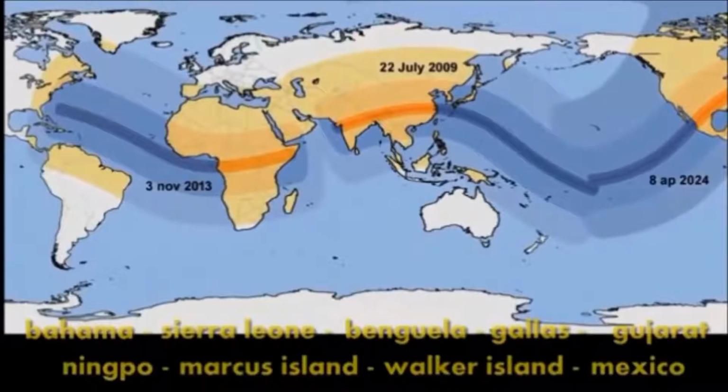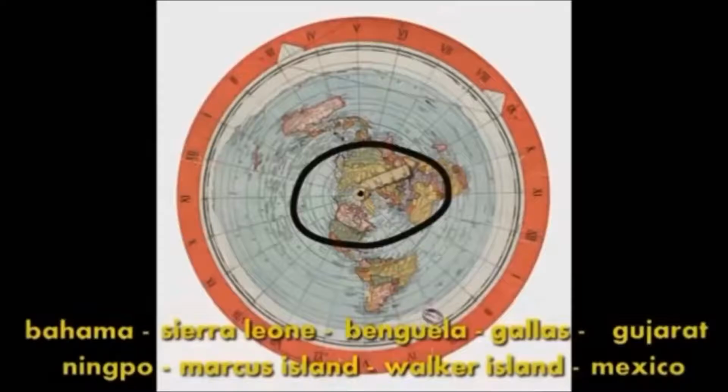This image here shows the path of 3 other eclipses. One on July 22nd, 2009, then on November 3rd, 2013, and the next one that will happen on April 8th, 2024. It goes like a zigzag, but this is not what happens. So let's throw out this info on the Gleason's map, and this is what we have.